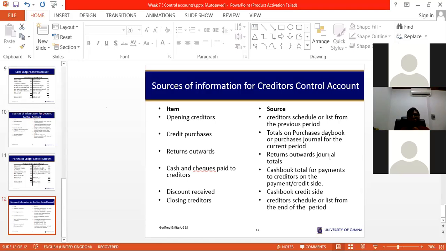The cash and cheques that the business has paid would be picked from the credit side of the cash book and the bank account, relating only to payments to the creditors, to those we owe, not cash purchases. Discount received will have to go to the cash book, and then the closing creditors, we can pick the balance c/d as well to represent that.